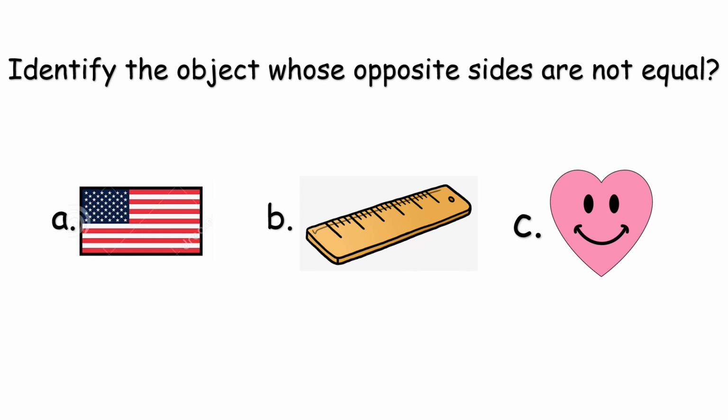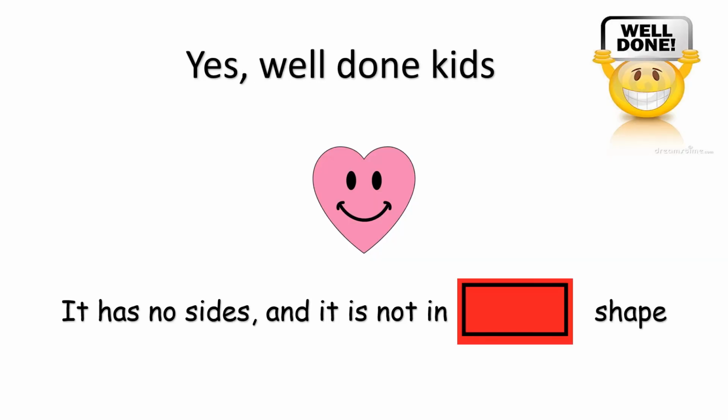Identify the object whose opposite sides are not equal. Is it A, flag, B, ruler, or C, heart? Yes, well done, kids. It's heart because it has no sides and it is not in a rectangle shape.